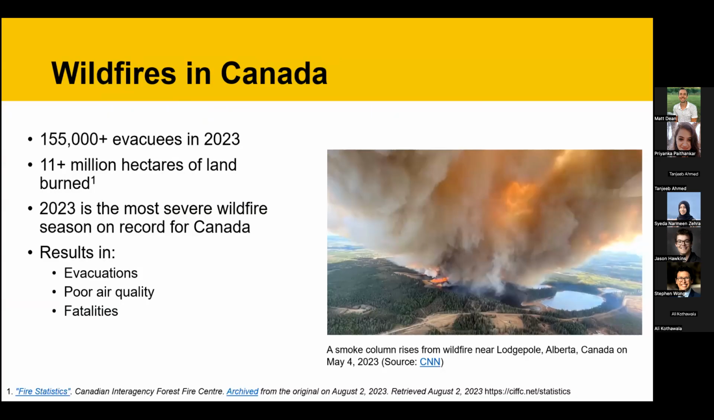Canada has witnessed the evacuation of over 100,000 people in 2023 alone, and this year has been the most severe wildfire season on record. The wildfires have so far prompted evacuations in multiple communities throughout the country, resulting in poor air quality within the region, in the US, and the smoke also drifted to parts of Europe, and unfortunately, fatalities of those fighting on the front lines to contain the spread.